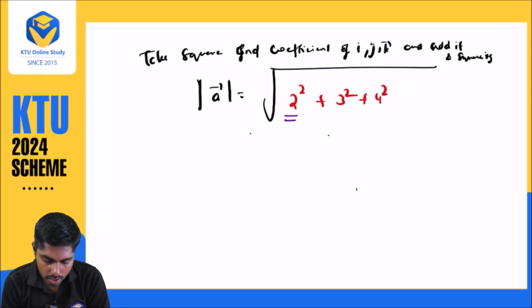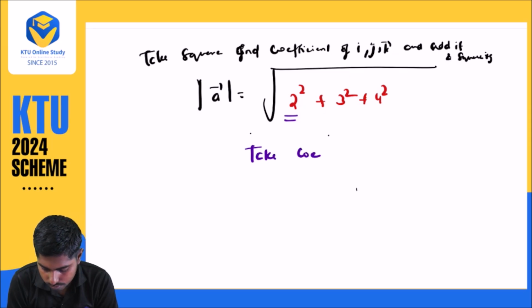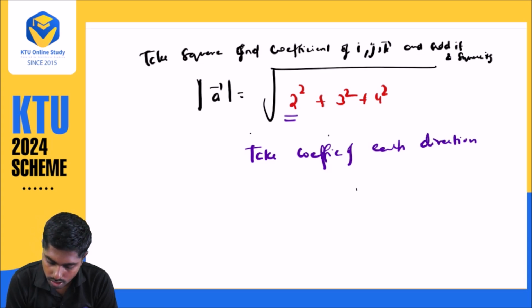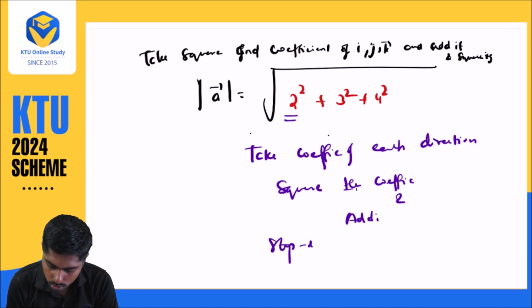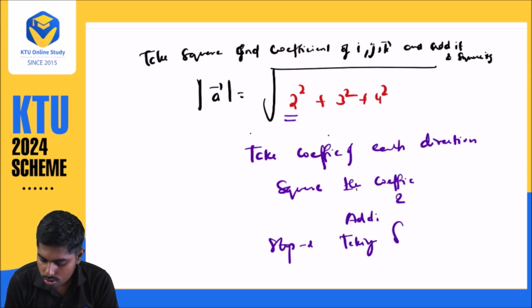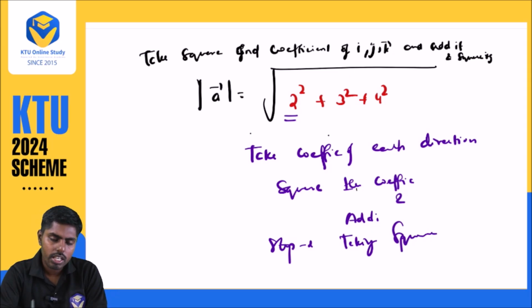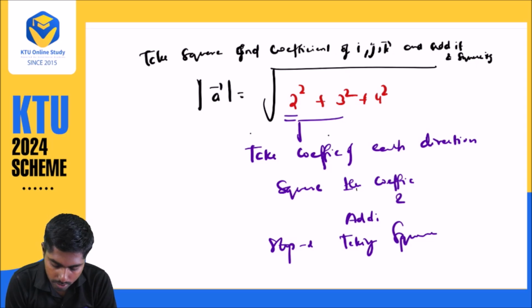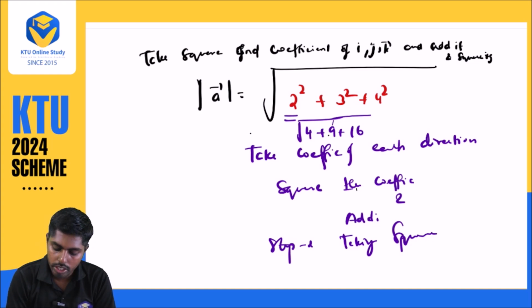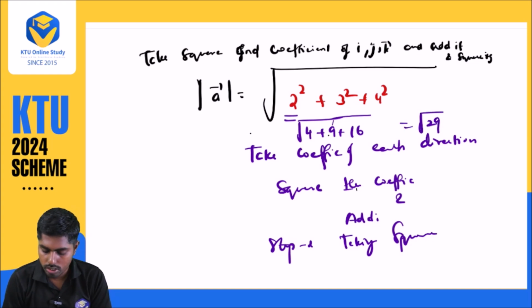I am squaring the coefficient of each direction and adding it. And step number 2 is taking the square root. So the modulus is 4 plus 9 plus 16, which is 29. So that is root 29. This is the thing we will be getting.